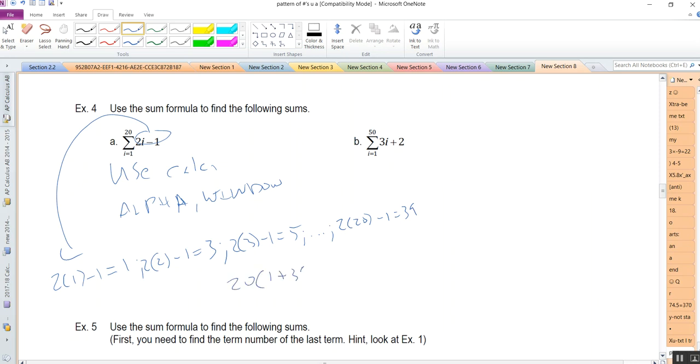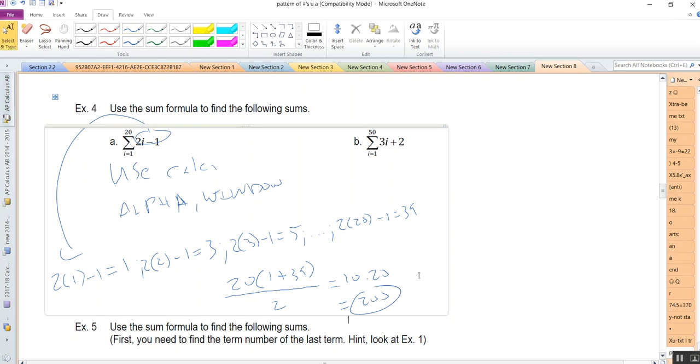1 plus 39 divided by 2. Work it out. You have 10 times 20, and you get 200. So yeah, pretty simple. But you can use a calculator also. But this did follow an arithmetic sequence pattern.